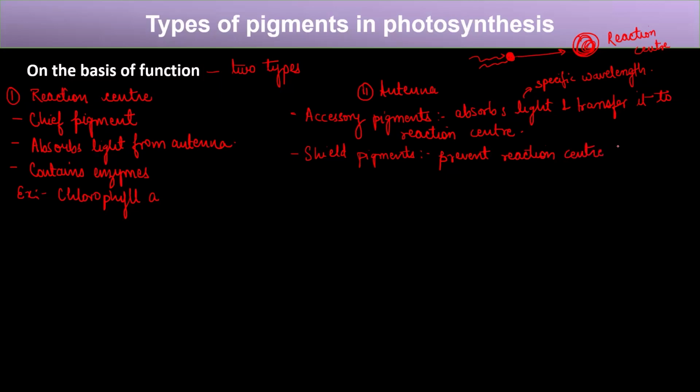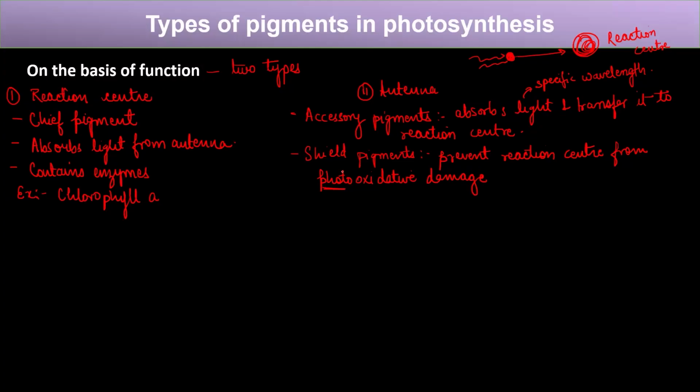They prevent the reaction center from photooxidative damage. Now, why am I saying photooxidative damage? Because in the case of high light intensity, when it reaches the reaction center, it can lead to the formation of oxidative radicals. These radicals are very toxic and they can damage the reaction center. And because it is happening due to high light intensity, it is called photooxidative.